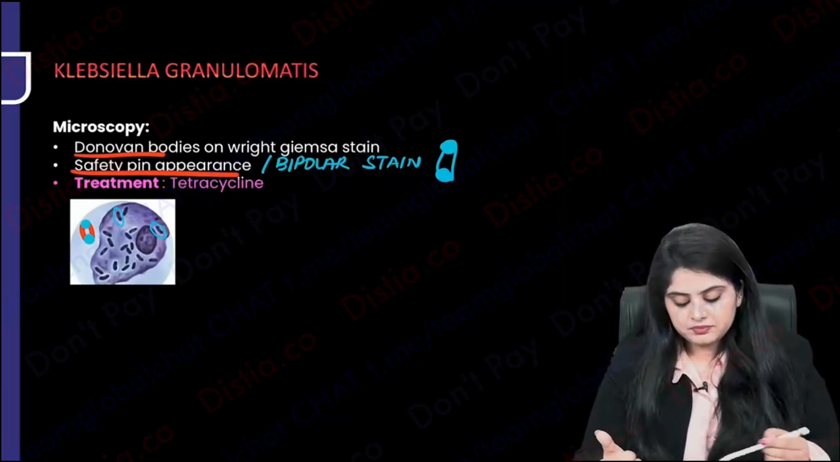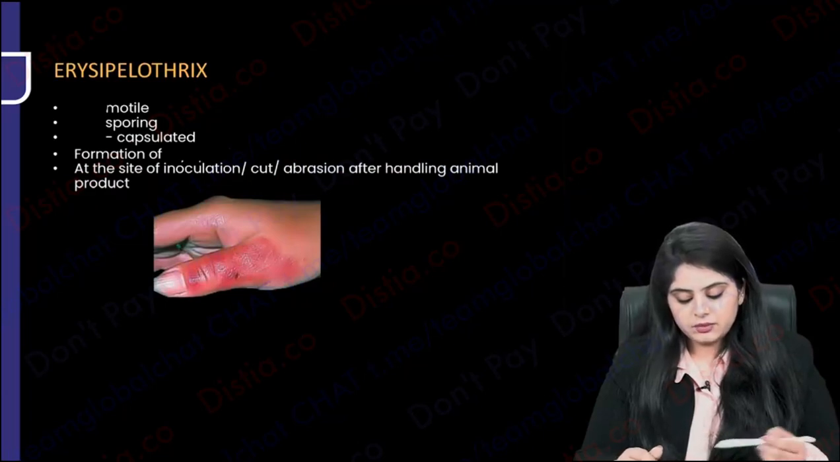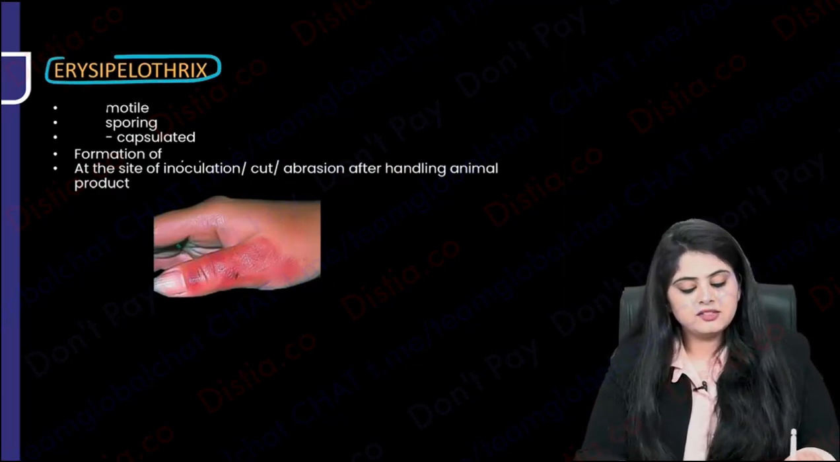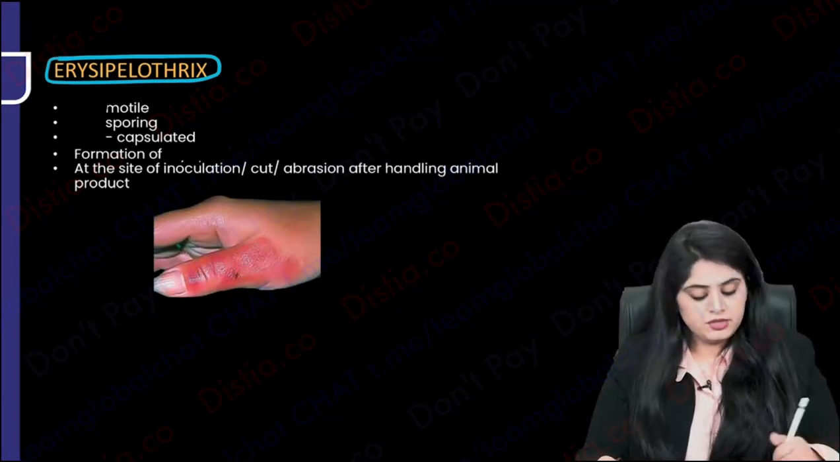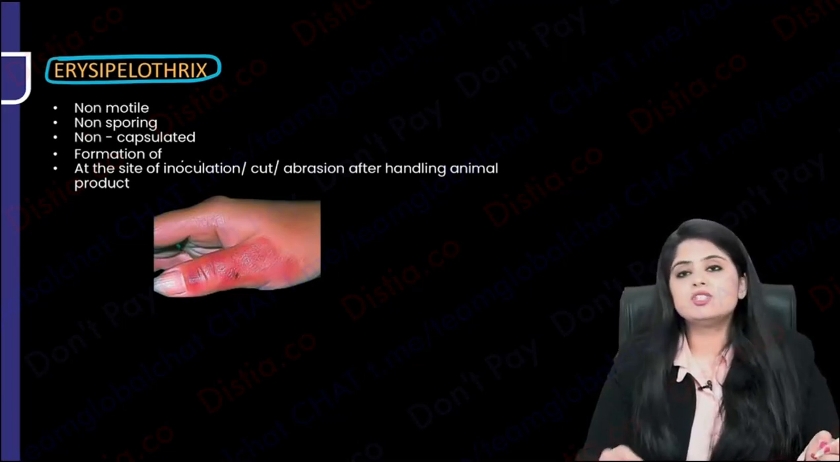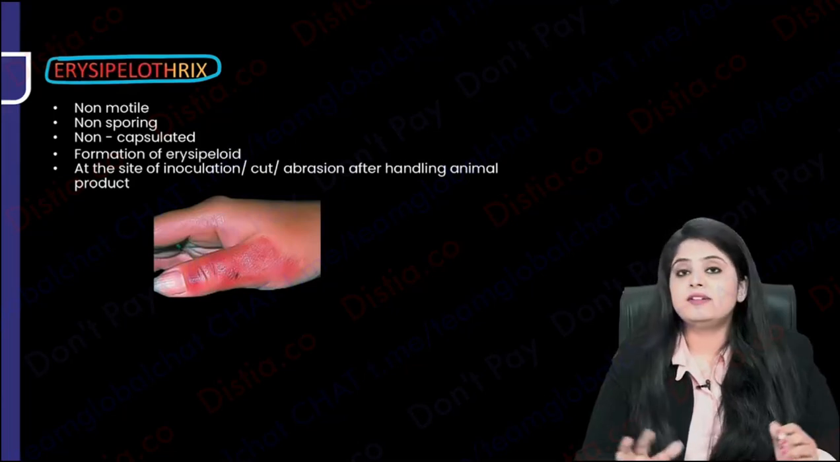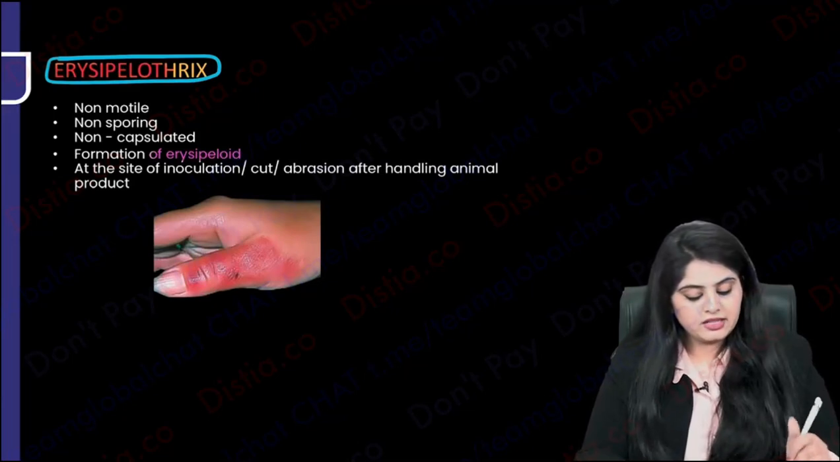Now coming to the next one, another miscellaneous one that you study, and that is going to be Erysipelothrix. Erysipelothrix does not have any feature. Motility is not there, sporing is not there, capsulation is also not there, everything is no. Actually, you just have to know one thing. Erysipelothrix is going to have an erysipeloid. Wow, what a revolution ma'am has done. So Erysipelothrix has erysipeloid. What is erysipeloid?